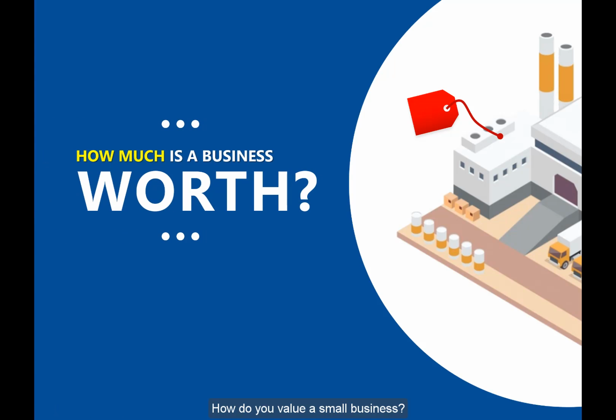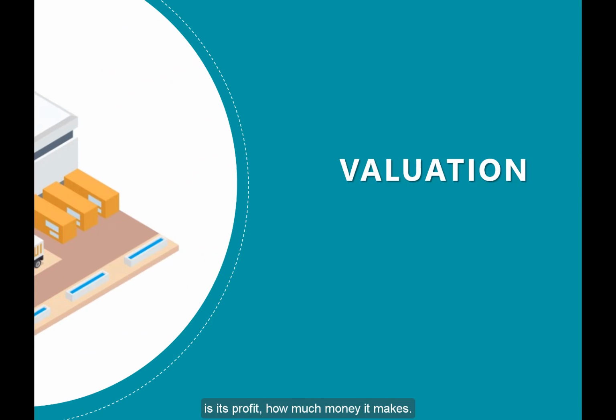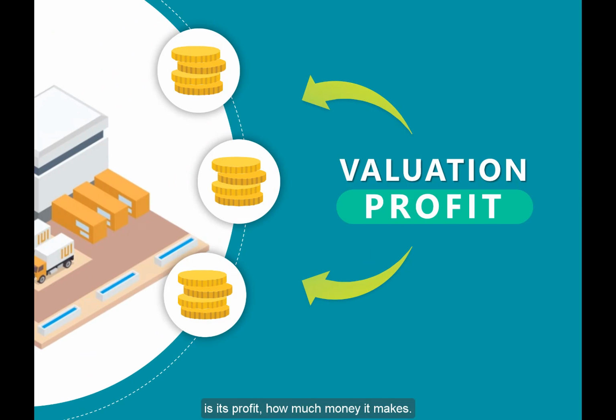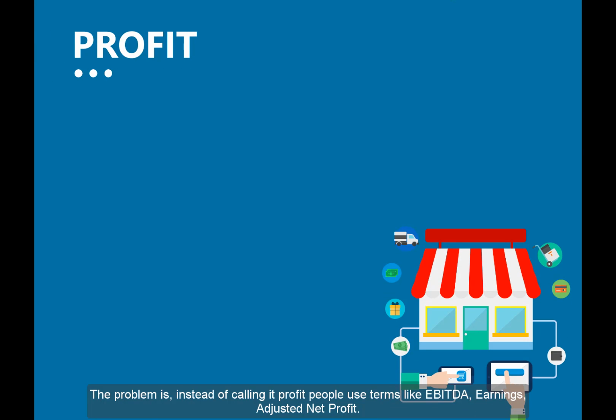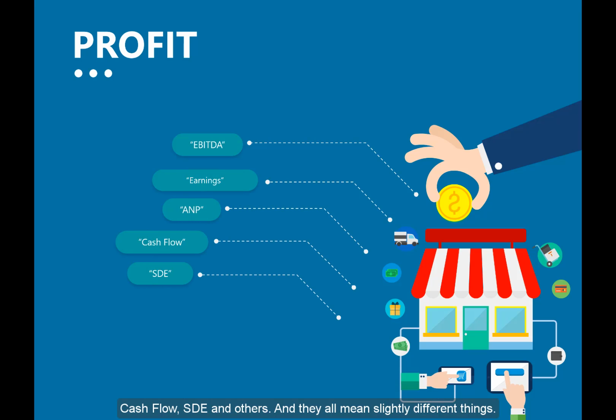How do you value a small business? One of the most important factors in the valuation of a business is its profit, how much money it makes. The problem is, instead of calling it profit, people use terms like EBITDA, earnings, adjusted net profit, cash flow, SDE, and others, and they all mean slightly different things. So what's the difference? And how do they affect the valuation of the company?